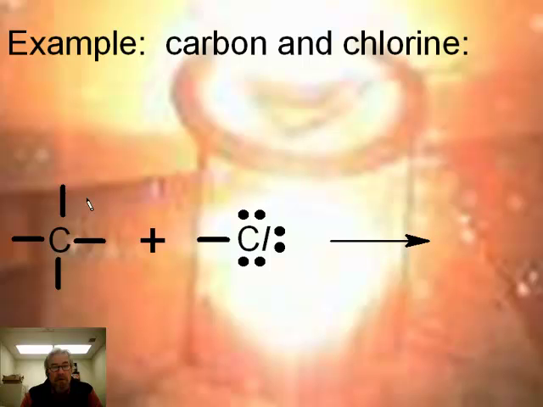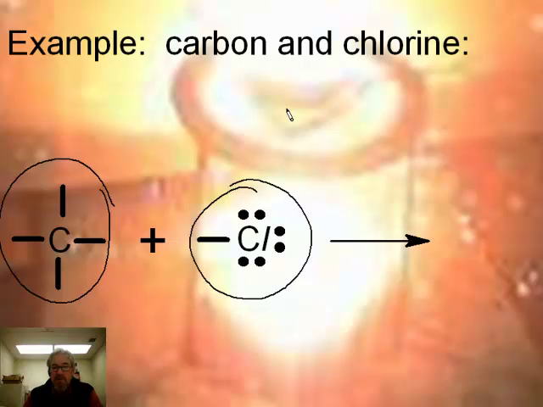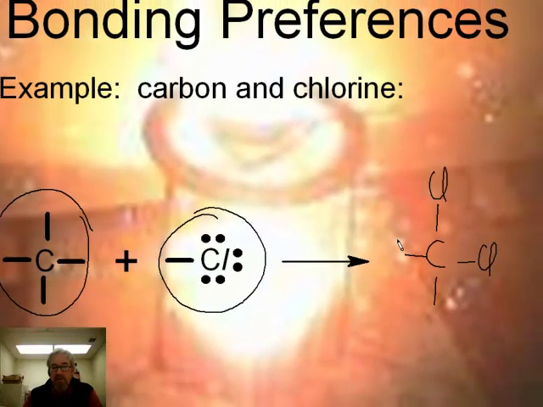For example, if carbon and chlorine are doing a synthesis reaction, we know some things about how they prefer to bond. Carbon would prefer to make 4 bonds, and chlorine prefers to make 1 bond. So something that makes sense would be put 1 carbon in the center and 4 chlorines on the outside. That's not the only possible compound that carbon and chlorine could make, but it's a good guess.